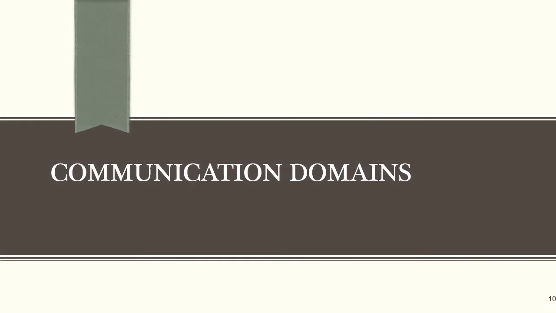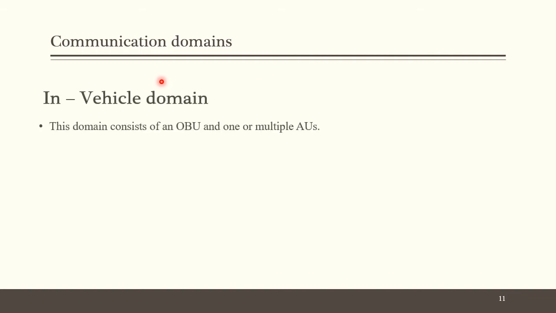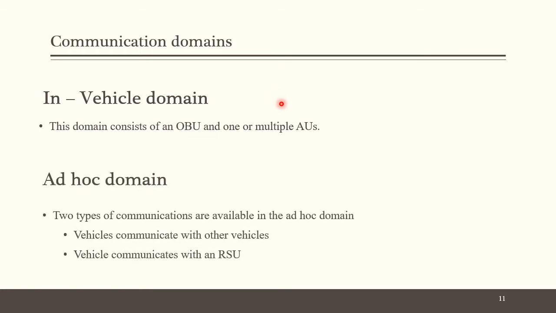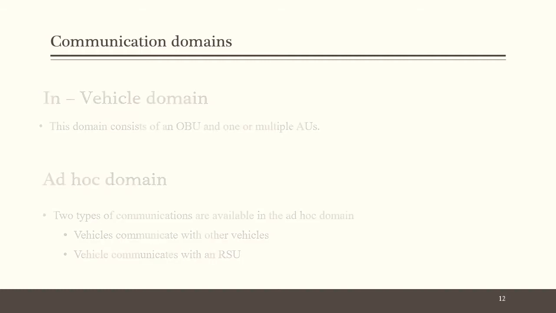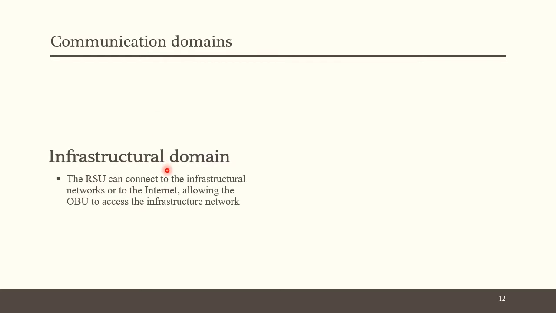Communication domains, or the types of communications. There are three main domains. First one is the in-vehicle domain. This is the communication between OBU and application unit happening within the vehicle. Second one is the ad hoc domain. It involves OBU and RSU. It is further divided into two types. First is the communication between two vehicles happening through their OBUs. And the second one is the communication between the RSU and the vehicles. Third domain is the infrastructure domain, in which OBU communicates with RSU to connect to the internet or other networks.